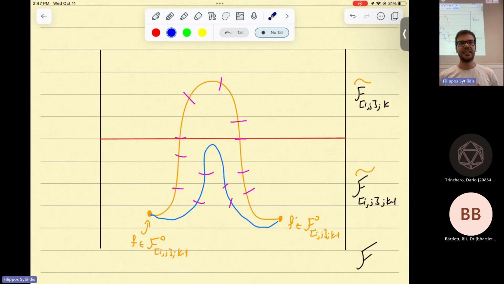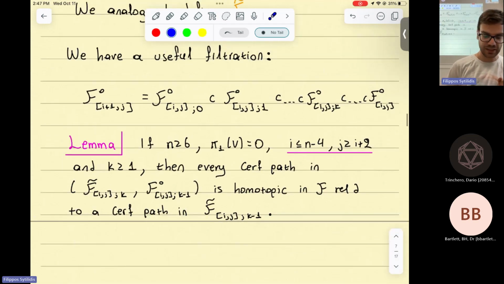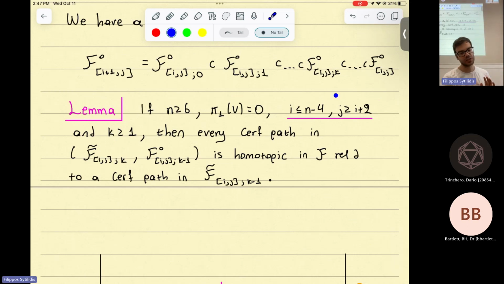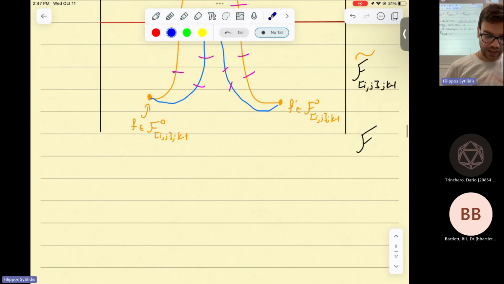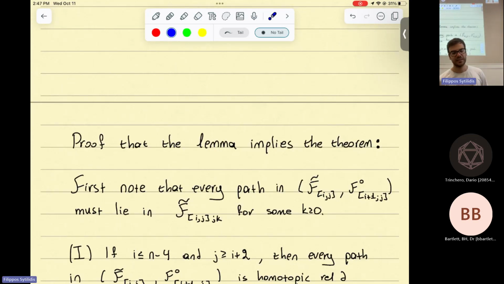How are we doing? Fine. Yeah, hanging in there. Okay. That's what this lemma says. Okay, and there are some restrictions for i and j in this lemma. And I guess what I would like to show is how this lemma implies the theorem.